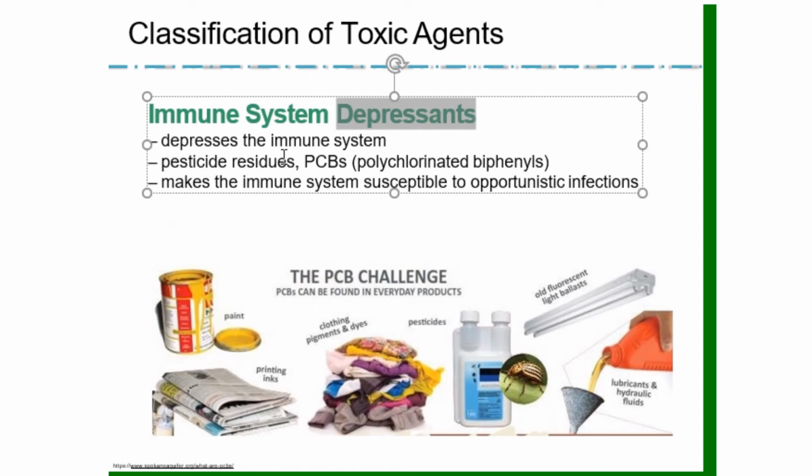We have pesticide residues, or we also have the PCBs or the polychlorinated biphenyls. Now, where could we get them? Okay, so saan po natin ito makikita? We have paint, we have printing inks for newspaper, if you are reading newspapers, you're familiar with that. Clothing pigments or dyes, and then we also have pesticides, old fluorescent light ballasts, lubricants, and hydraulic fluids.